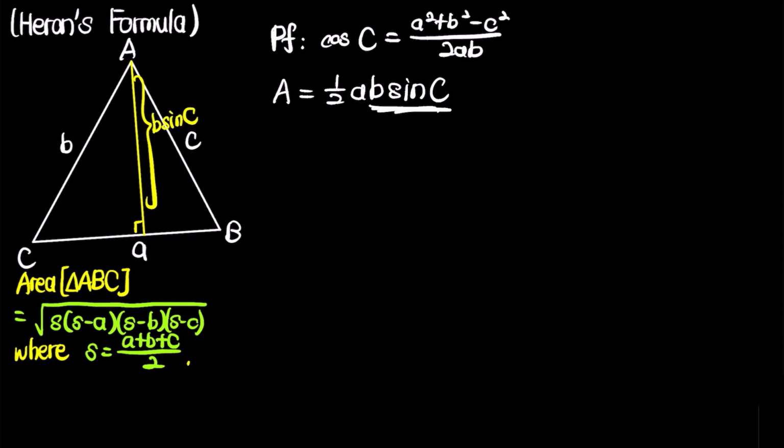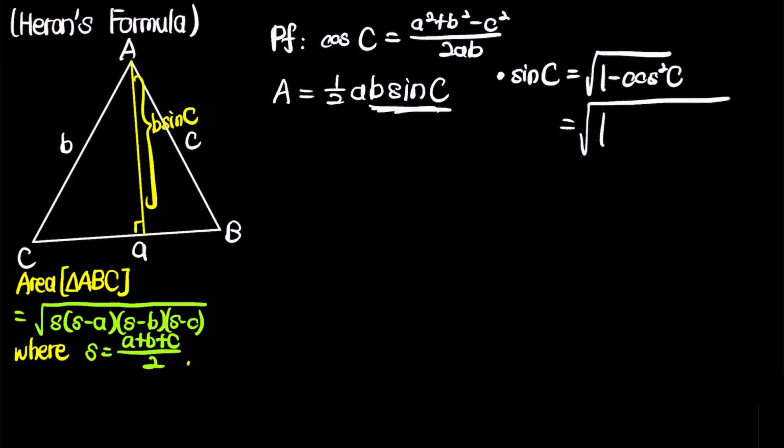And now we want to find the sine of angle C, so we can see that the sine of angle C is equal to the square root of 1 minus the cosine squared of the angle C. And we can plug the formula of cosine C relating a, b, and c into this expression. So we get that this is the square root of 1 minus the square of this whole chunk over here. And then let us just expand everything.